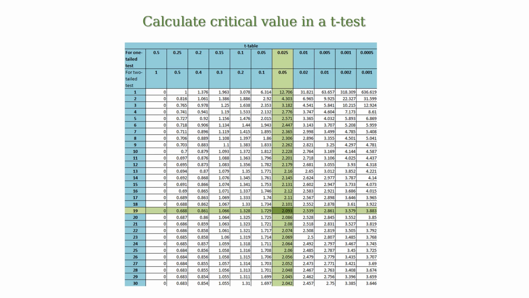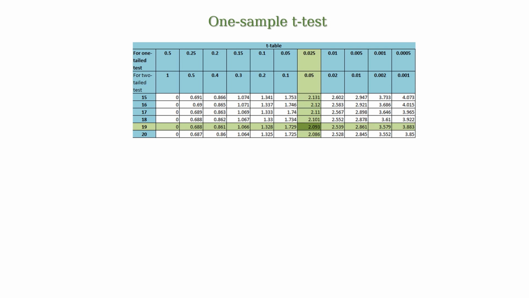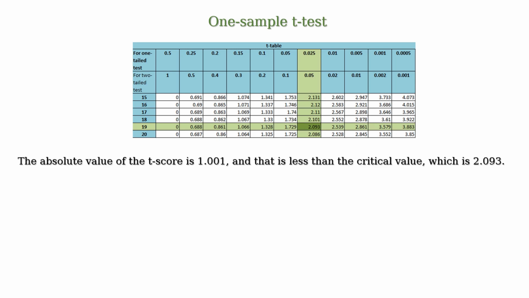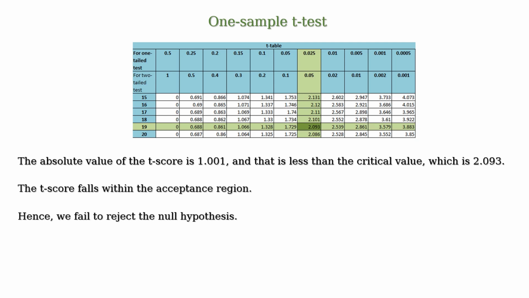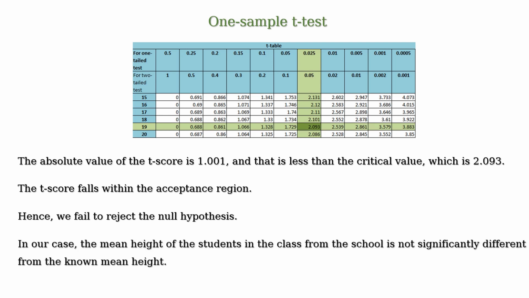Now, the absolute value of the t-score is 1.001 and that is less than the critical value, which is 2.093. So, the t-score falls within the acceptance region. Hence, we fail to reject the null hypothesis. So, in our case, the mean height of the students of the class from the school is not significantly different from the known mean height.